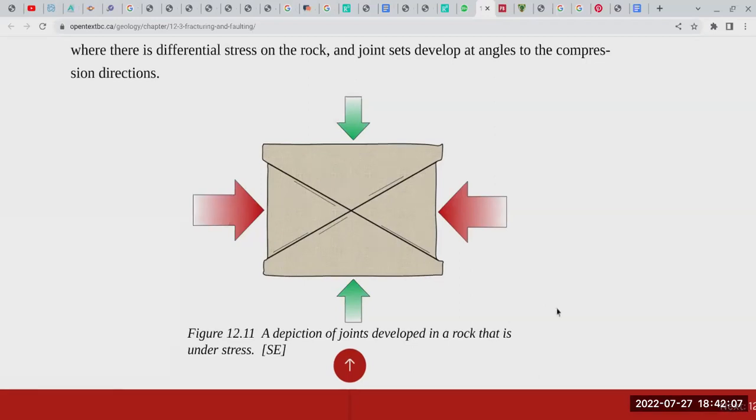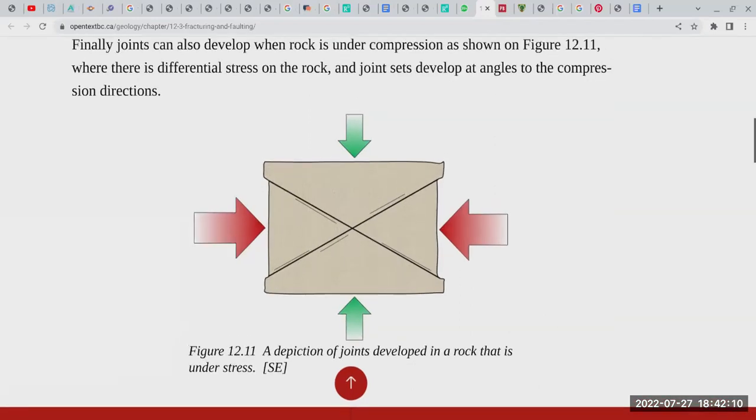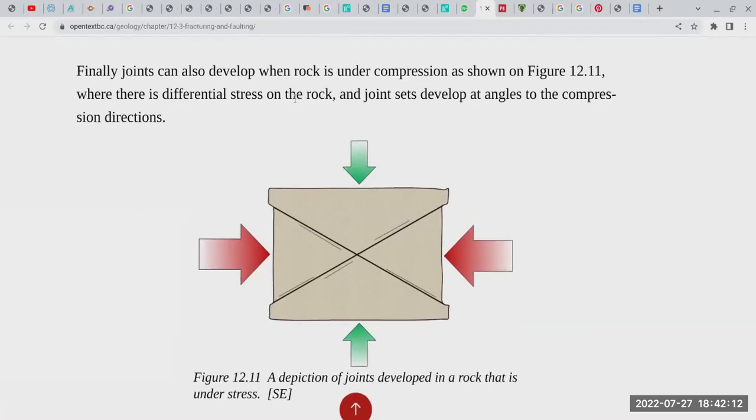I'm asking, can anybody explain? What I said to you is that joints can also develop when rock is under compression, as shown in this figure, where there is differential stress on the rock. You have some stress coming from the side, some stress coming from the top, and joint sets develop at angles to the compression directions. So I'm asking, can you give me an example of compression in your rock exposure? What do you think could be one such cause of compression?